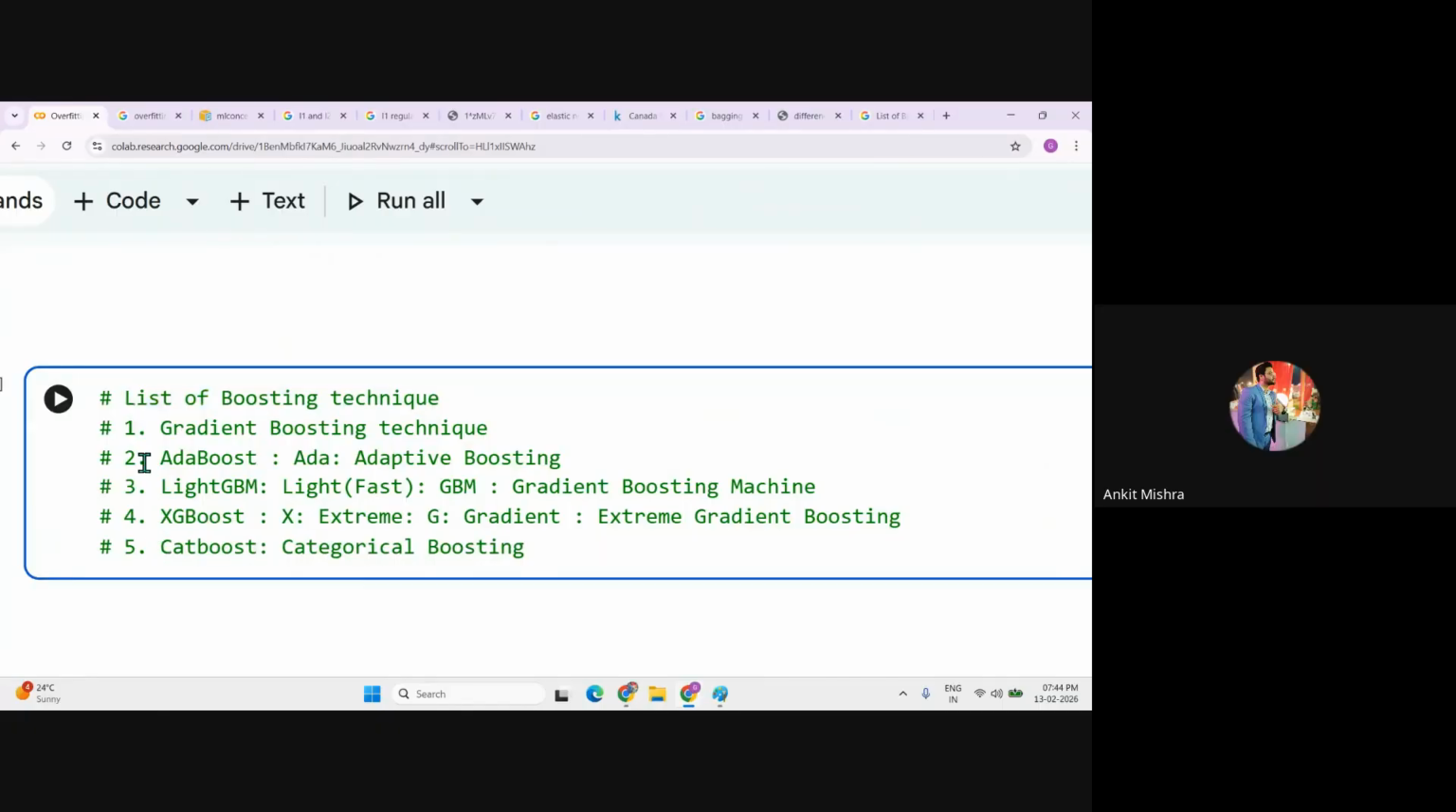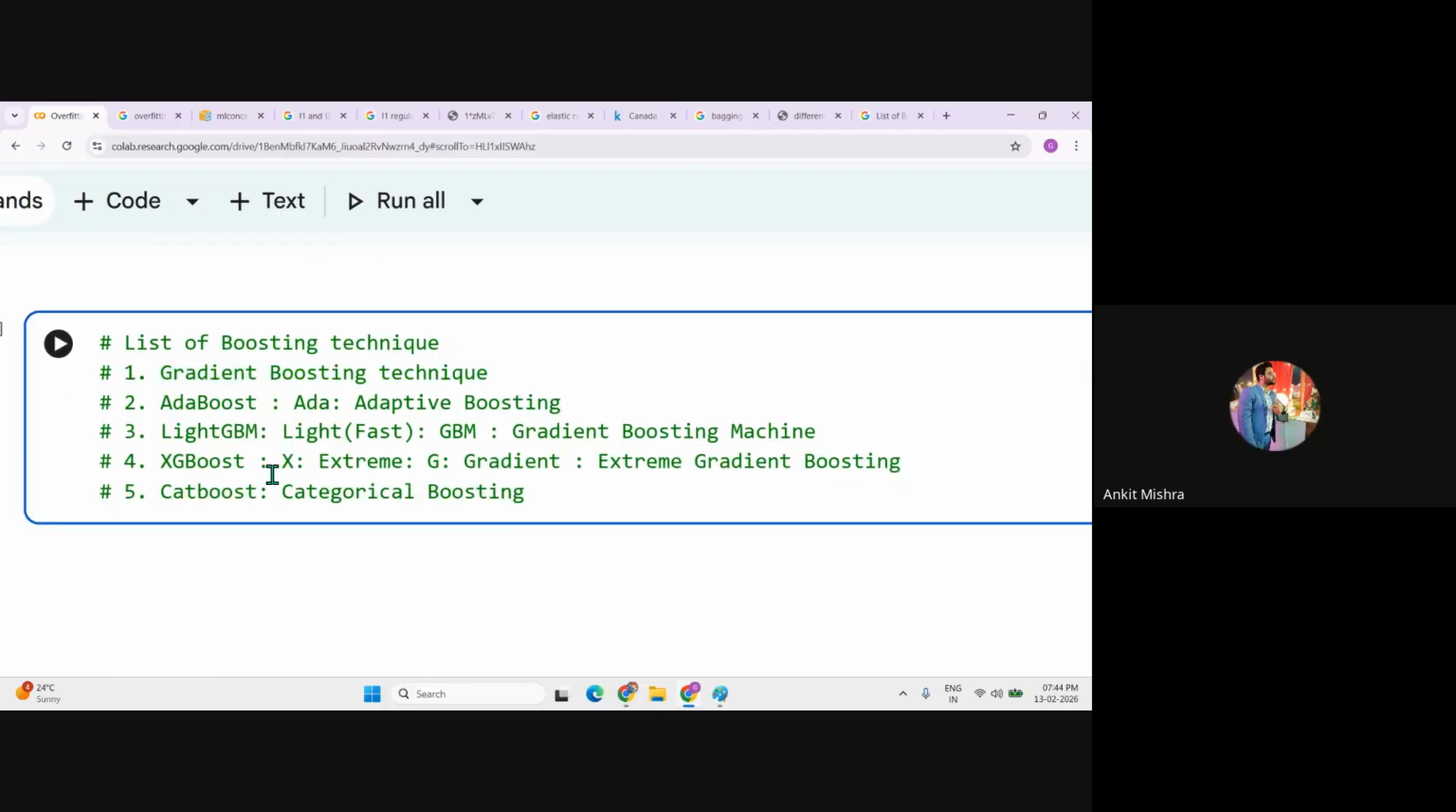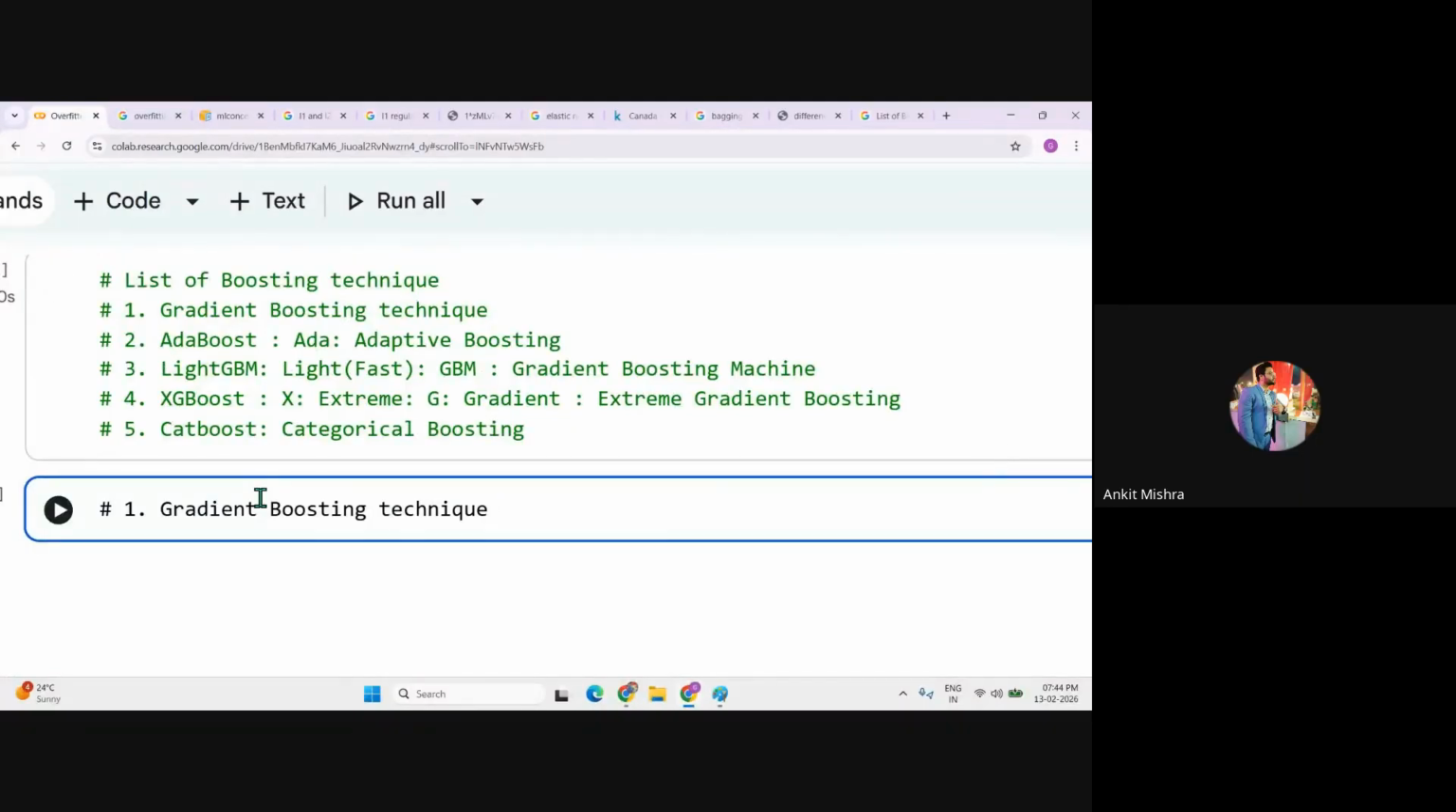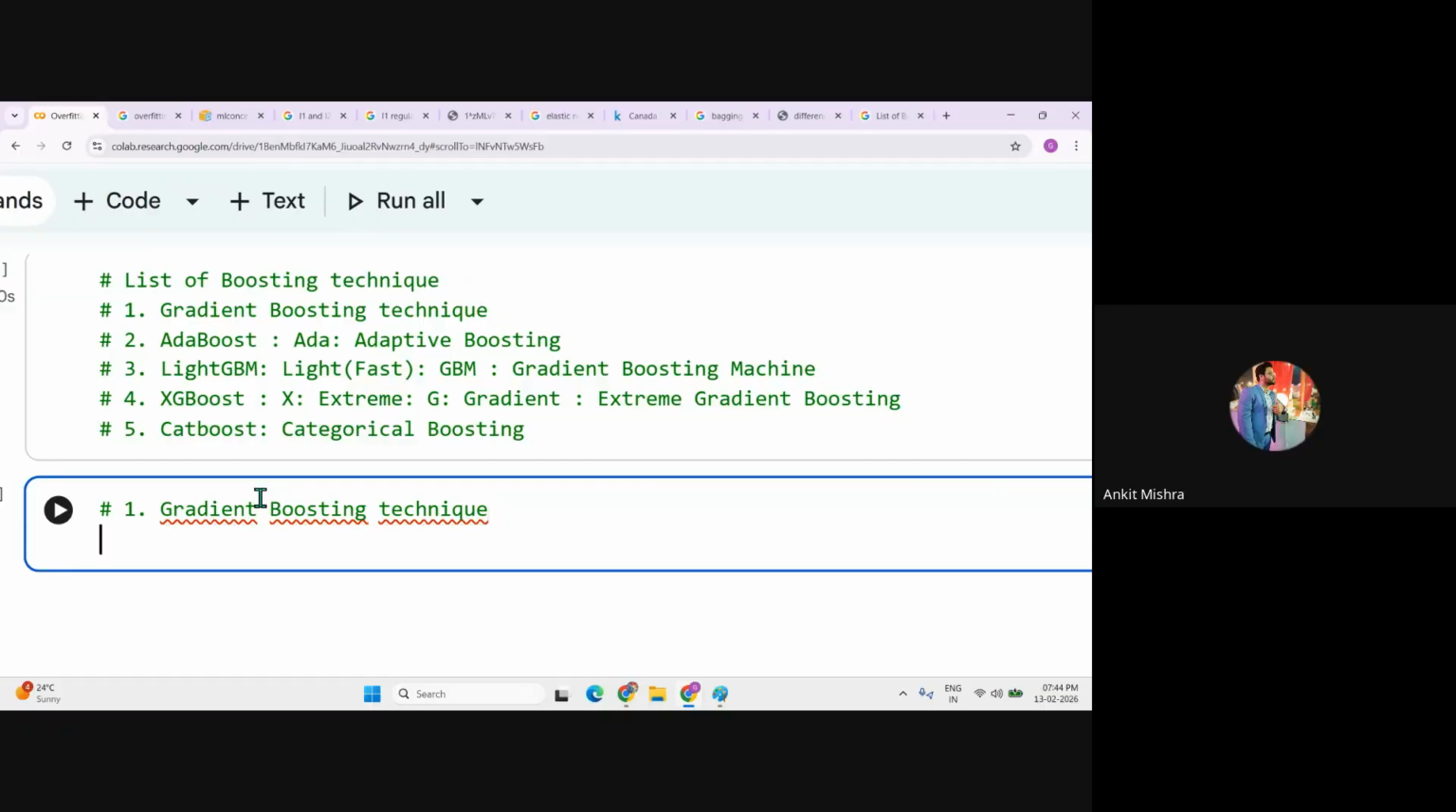Okay. So we are going to first understand the gradient boosting technique. What is the gradient boosting technique? In gradient boosting, we will use the concept of gradient descent to minimize the error or to identify the best fit value, right?